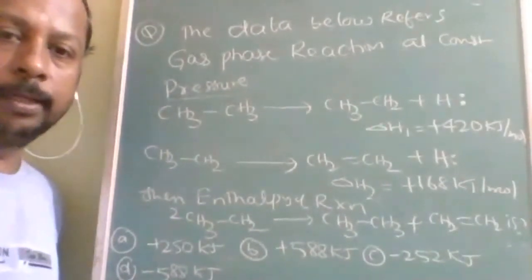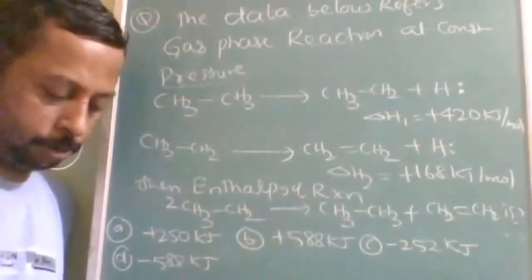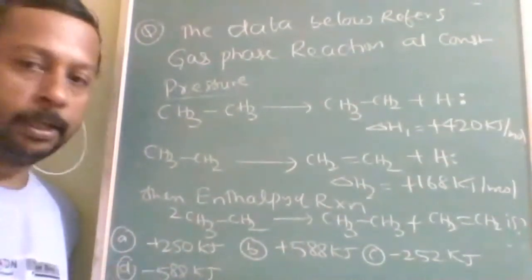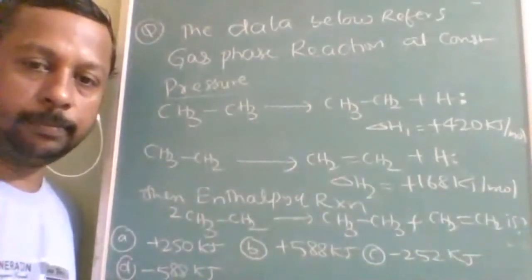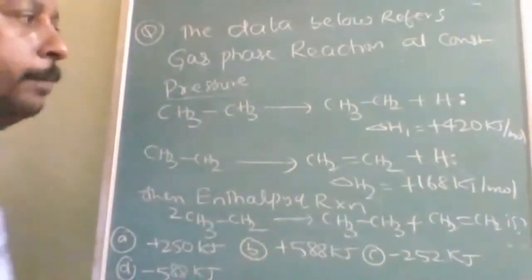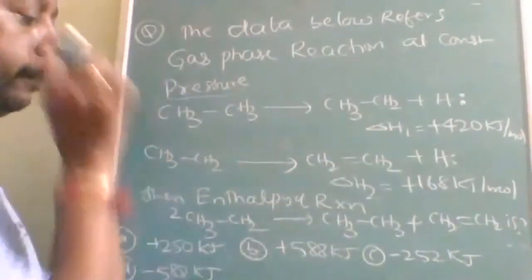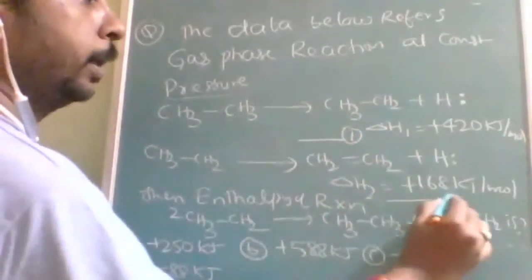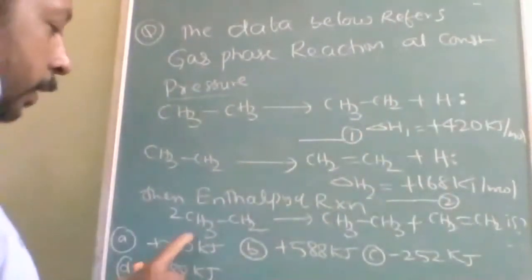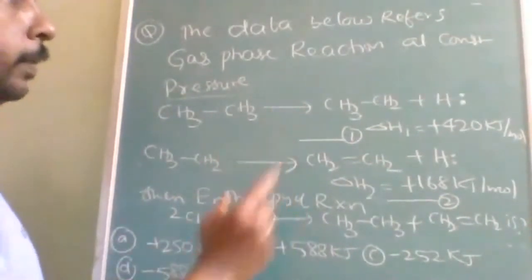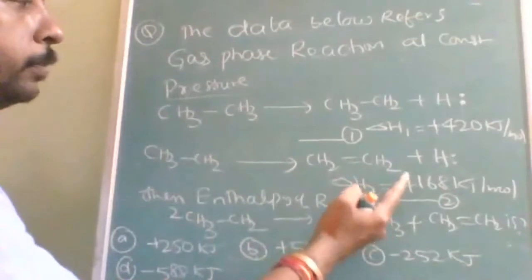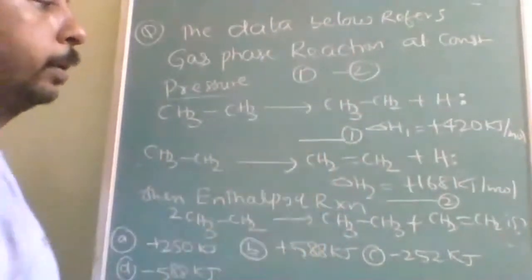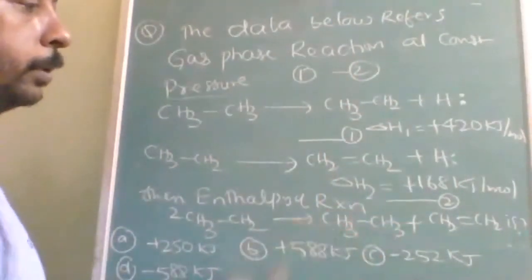Okay, here I have provided values also: plus 250 kilojoules, plus 588 kilojoules, minus 250 kilojoules, plus 580, minus 588 kilojoules. Okay, very simple question. By giving all this, it appeared to be very difficult, but see how simple it is. Let us take this as equation 1 and this as equation 2. To get this equation, for 2 moles, we have to just make it opposite and add, that's all. Equation 1 minus equation 2. Automatically, you will get this answer.